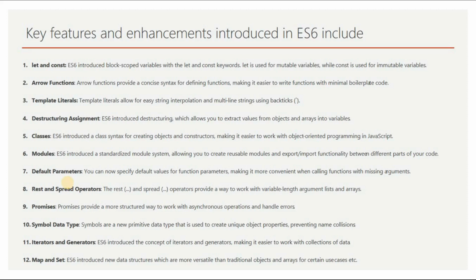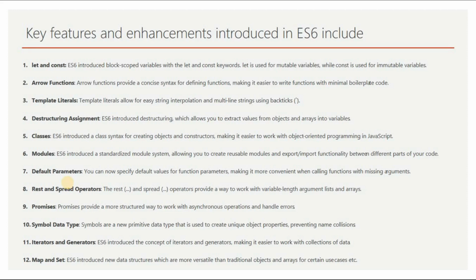Next, we have modules. ES6 introduces a standardized module system, allowing you to create reusable modules and export and import functionality between different parts of your code. So your code can be modular, not putting everything in one single file. By modularizing the code base, you can split it into different files. Next, we have default parameters. You can now specify default values for function parameters, making it more convenient when calling functions. Then spread operators. The three dots, the spread and rest operators, provide a way to work with variable-length argument lists and arrays.